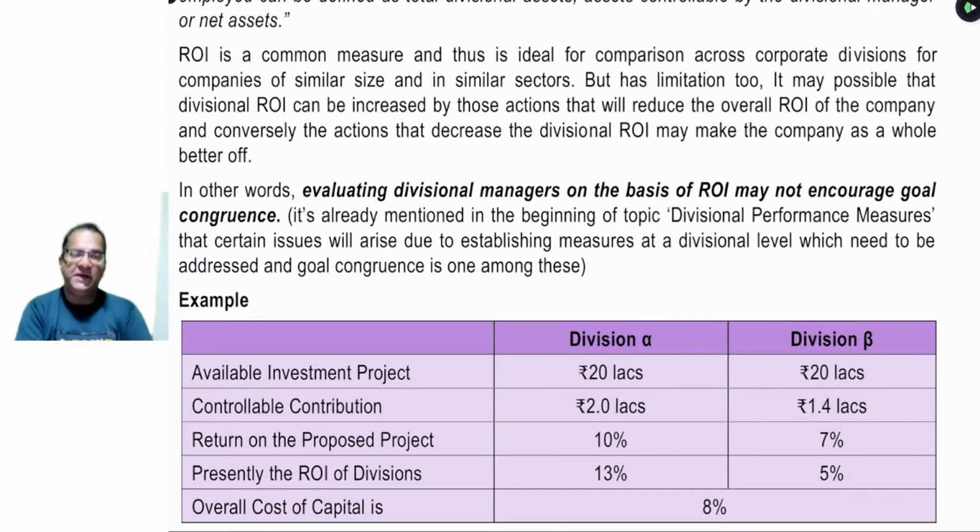In case of department alpha, comma, new investment ROI is just 10%, comma, as compared to the existing ROI of 13%. Write down second point, beta, drop one line and write the second point.